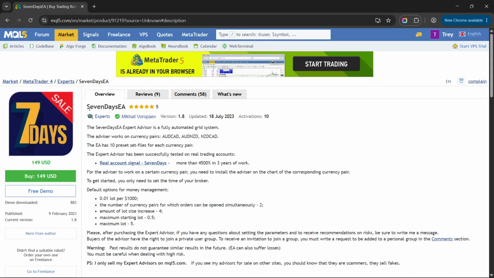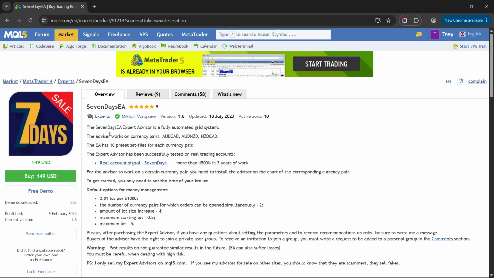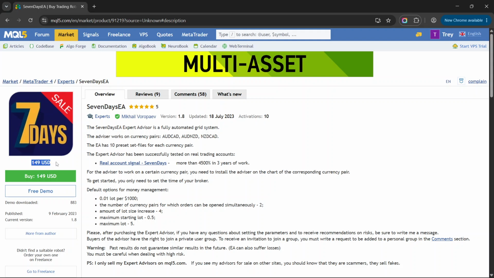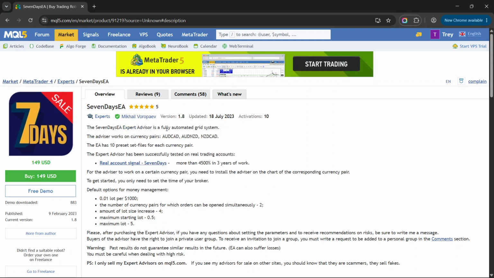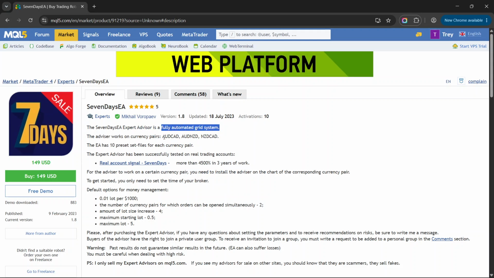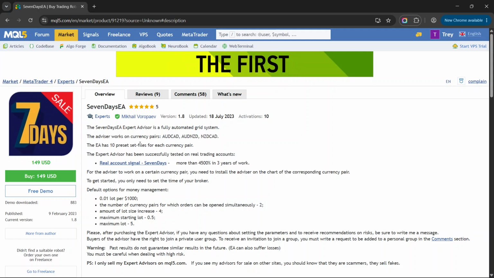Today we are going to be looking at 7 days EA. It's an MT4 expert advisor from the MQ5 market, priced around 149 bucks, and the developer Mikhail Vorobyev from Russia presents it as a fully automated grid system built specifically for three currency pairs: Australian Canadian dollar, Australian New Zealand dollar, and New Zealand Canadian dollar.